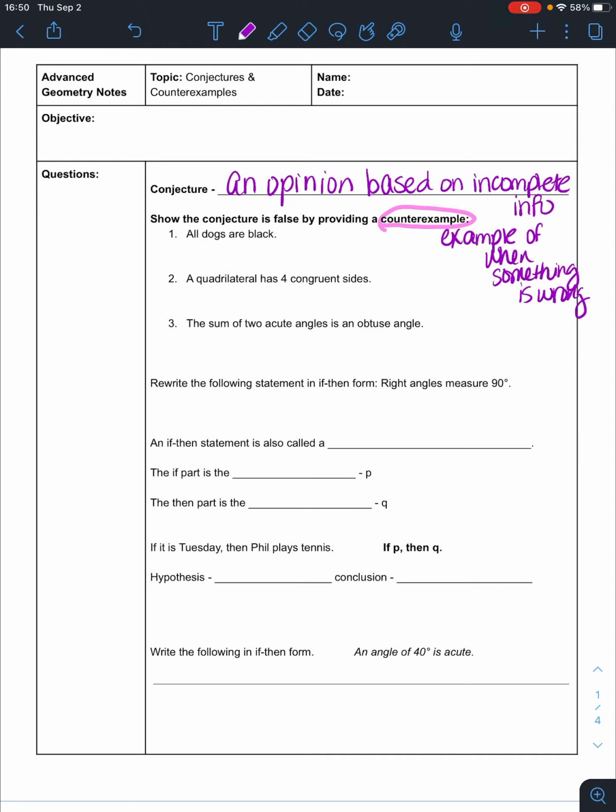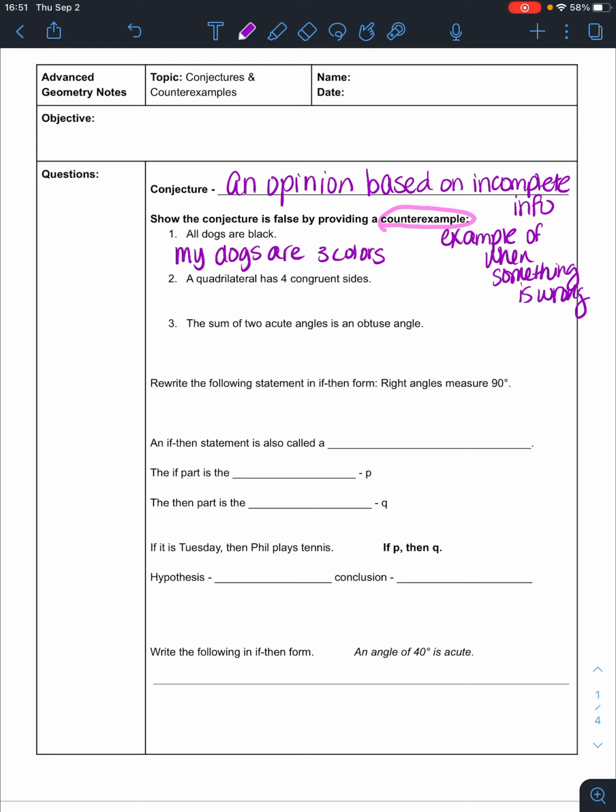So, what would be a counterexample for all dogs are black? Anything can be a counterexample. I can give a counterexample, for instance, that my dogs are tricolored. My dogs are three-colored. And that would prove, if somebody was stating it as a fact, that all dogs are black, then I can say, well, my dogs have three colors, and that proves them wrong. Okay, so how about the next one?